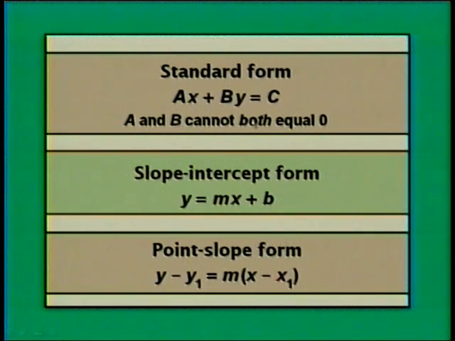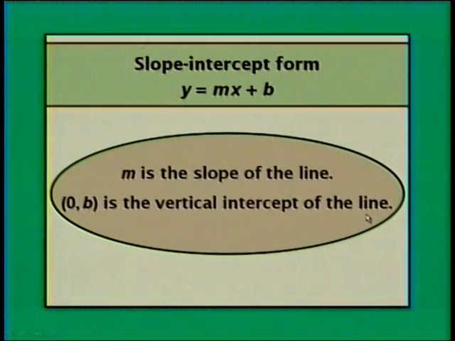We talked about three forms of linear equations: standard form that we just mentioned, slope-intercept form, and point-slope form. A lot of times when we're graphing, we use slope-intercept form, because in slope-intercept form, we can easily read the coefficient of x, m, is the slope of the line. And looking at our constant b, we know that 0, b is the vertical intercept of the line.